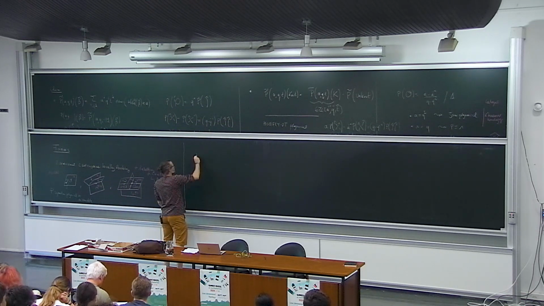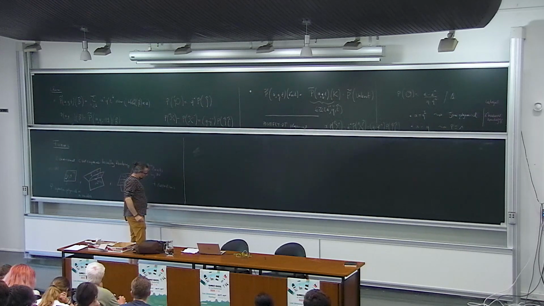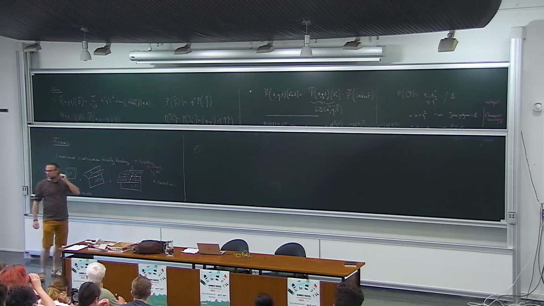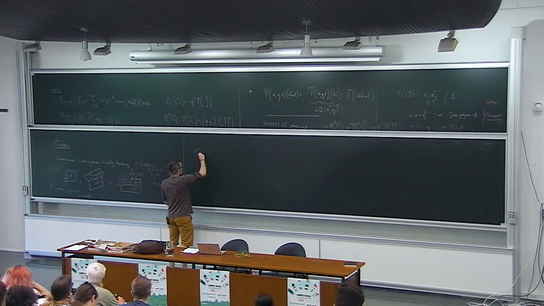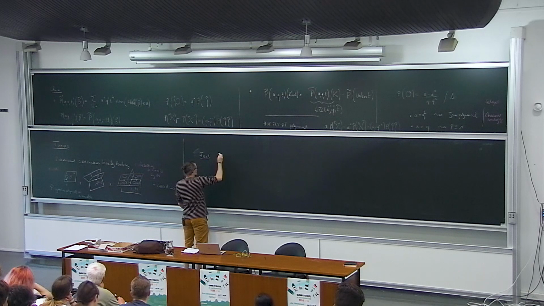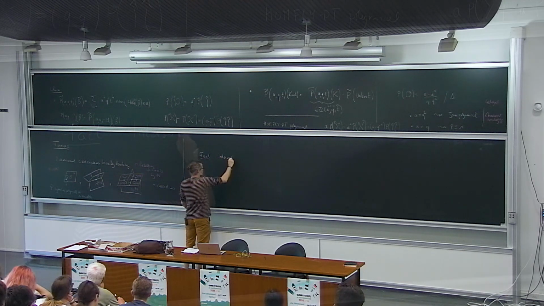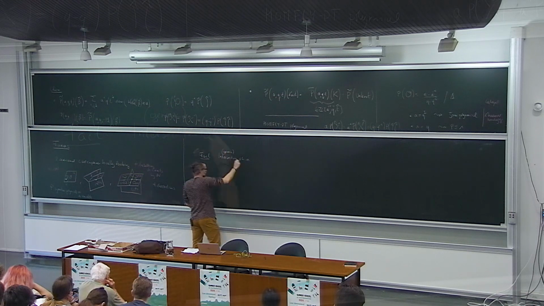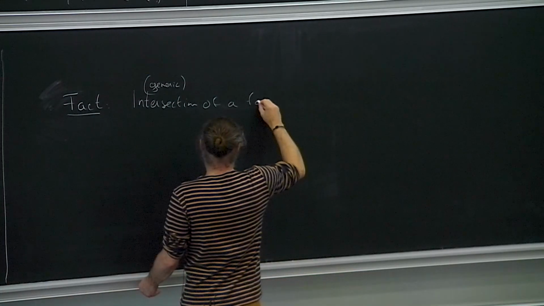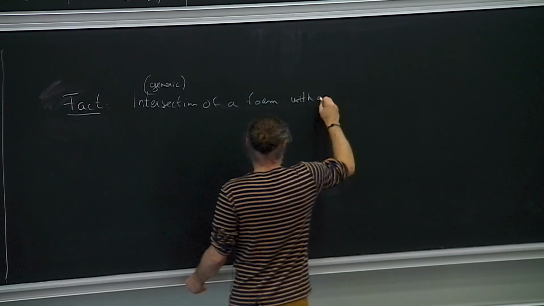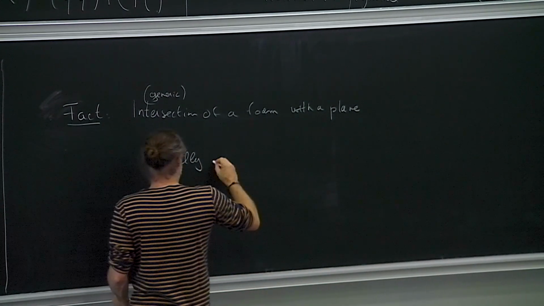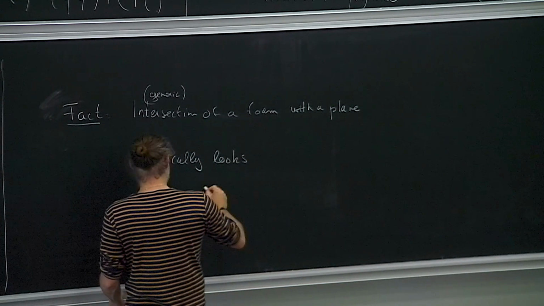So define. Okay, so now the other. So why would you care? The point is that if you think about the picture I was drawing in all the two previous lectures, these trivalent graphs. So, fact: the intersection of a generic form with a plane locally looks like what? Well, you see a graph.